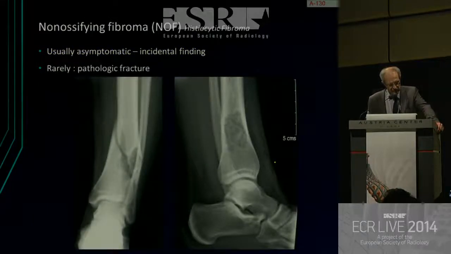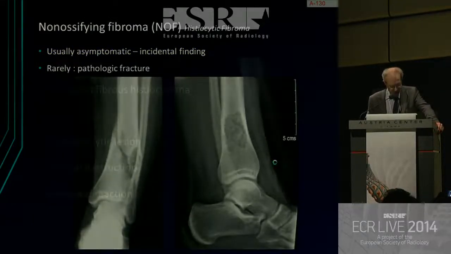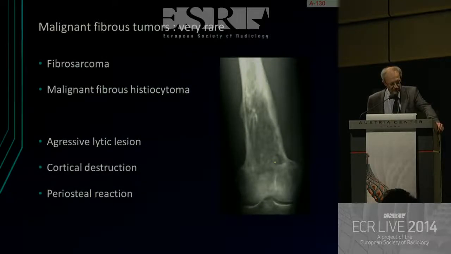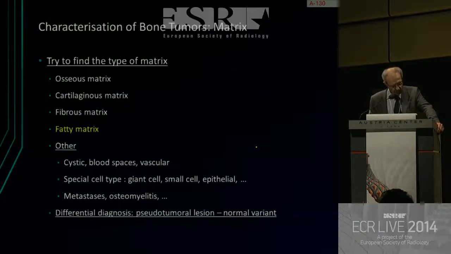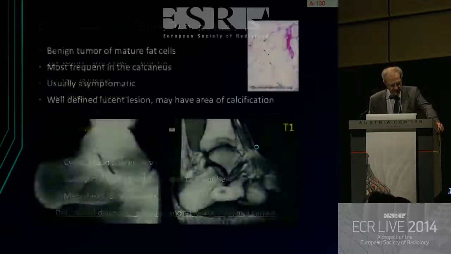Sometimes we have a pathological fracture in a non-ossifying fibroma. The malignant fibrous tumors are very rare. It's a fibrosarcoma and malignant fibrous histiocytoma, which are aggressive lytic lesions with periosteal reaction and extension into the soft tissues. And then we have the fatty matrix.